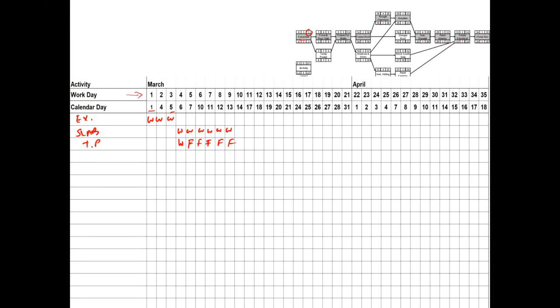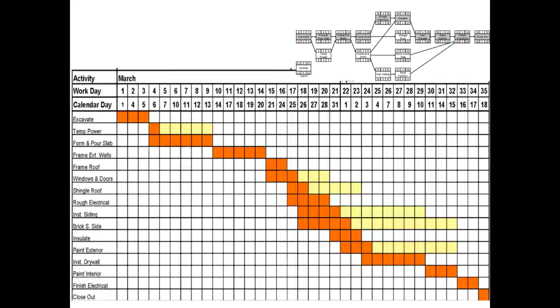So as I said before, the work days may be of not such great interest to the subcontractors, because they would have to schedule their work based on the calendar days. So this way you would convert that. Okay, so this is an example of how your bar chart should look if you have done it properly. You can see the workdays are indicated by the orange color here, and the float is indicated by the yellow.